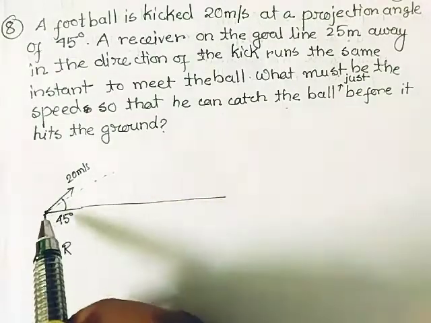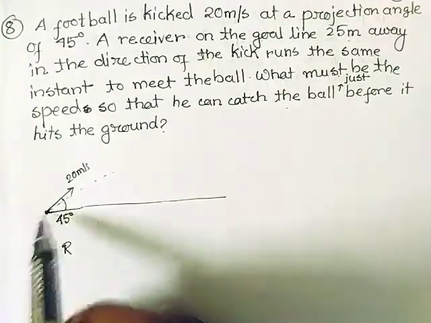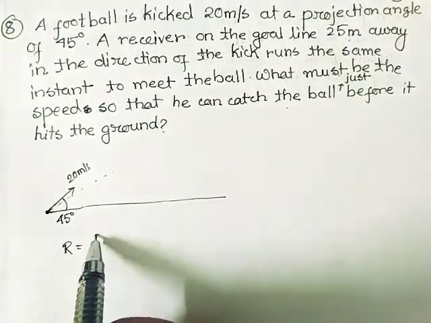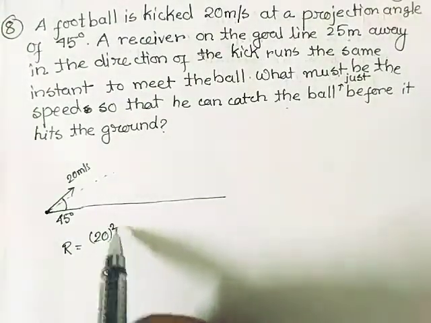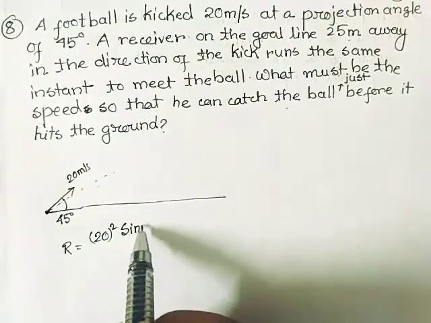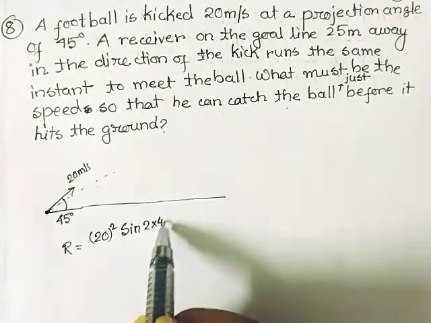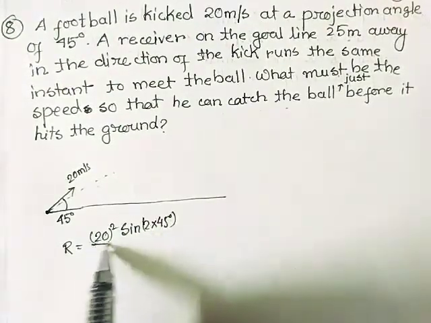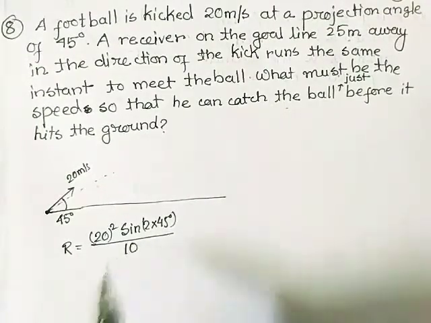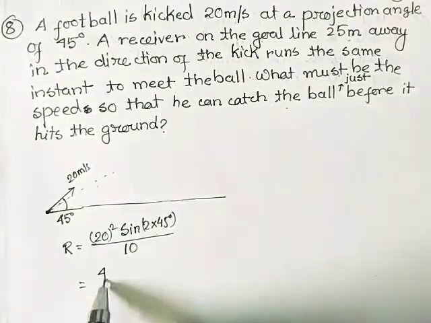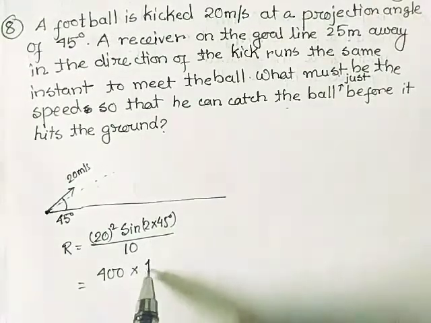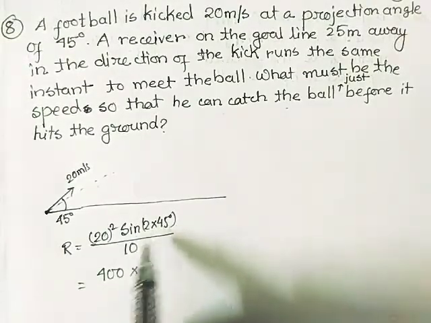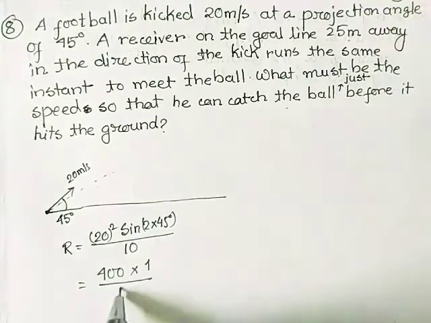Okay, so from here the football is kicked. So what is the range? It is u squared sine 2 theta divided by g, so 20 squared, sine of 2 times 45 degrees, divided by g, that is 10. So it is 400, and sine 90 degrees is 1, divided by 10, so it will be 40 meters.